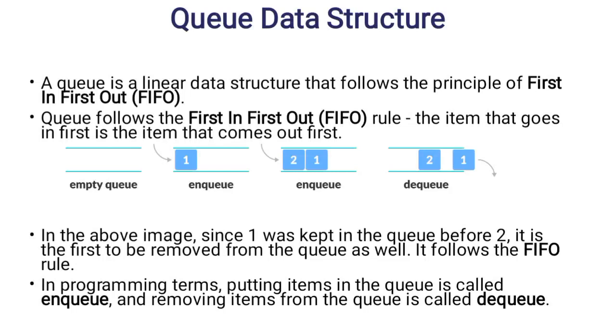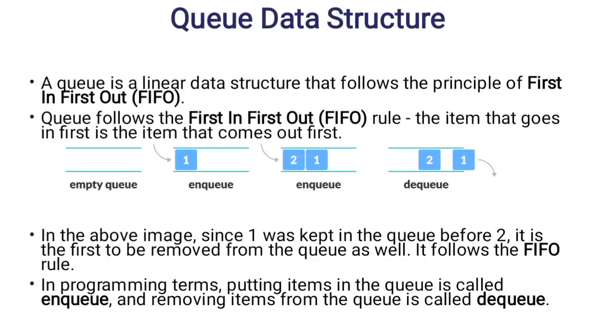Then let's go to the next part. I would like you to understand that in programming, putting an item into the queue is called enqueue. Then removing an item from a queue is called dequeue. So when we add an element or an item into a queue, it is called enqueue. That is the one being represented on the second and third diagrams. The first diagram is an empty queue.